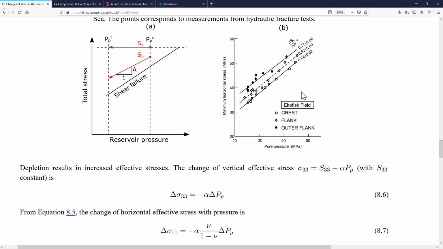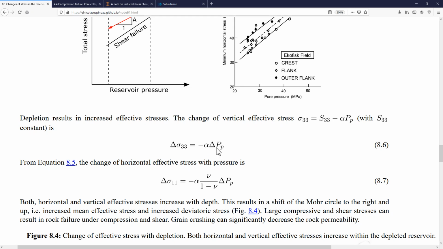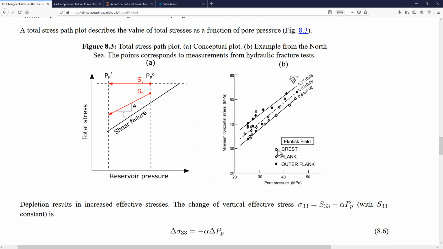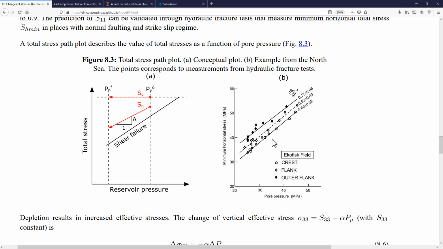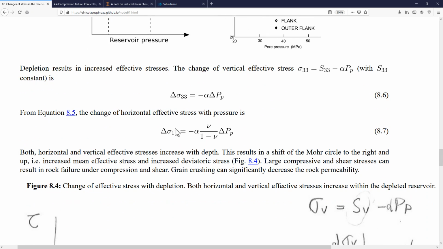All right. One more thing that we can do is also predict the changes in effective stress. As we were saying, the change of pore pressure is going to lower the total horizontal stress. But don't be fooled, because that doesn't mean that the rock is going to feel less compression. Actually, it feels more compression, because this is given by the effective stresses. And the changes of effective stress are positive.